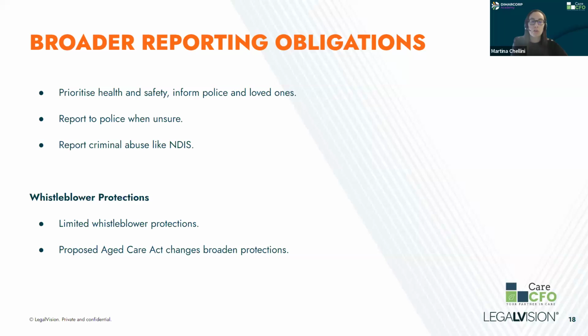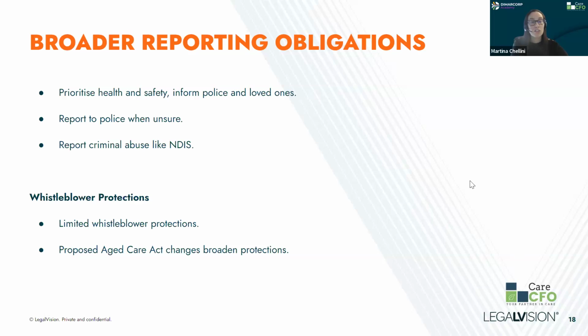Police are the appropriate authority to investigate and identify whether an incident may involve criminal conduct. Similar to the NDIS, you may also have additional obligations to report criminal abuse to the police. So whistleblower protections: there are limited whistleblower protections in the current Act, and these protections are limited to incidents under CERS. The new Aged Care Act proposes to expand these protections in the aged care sector.